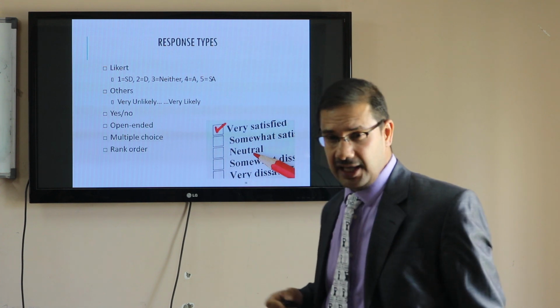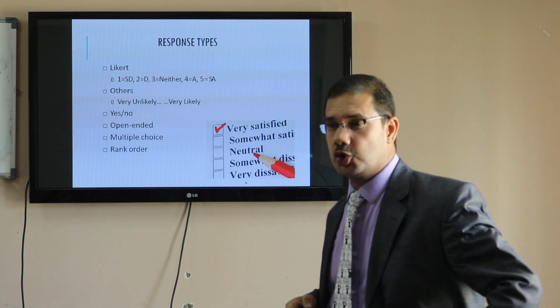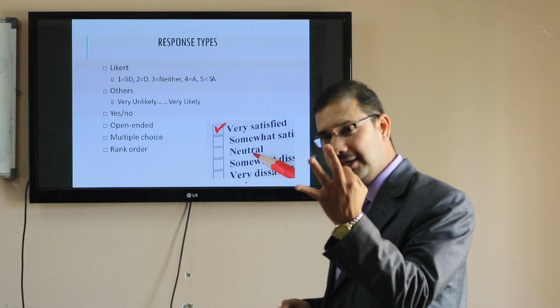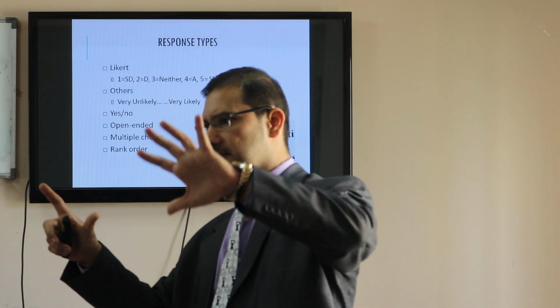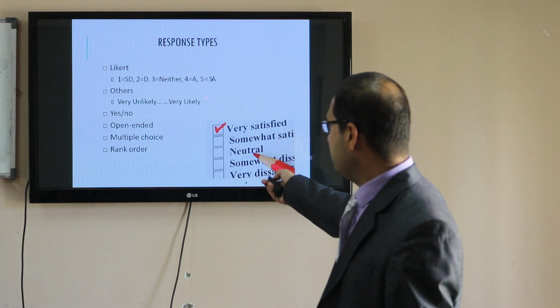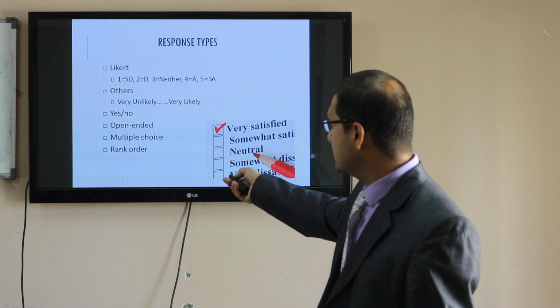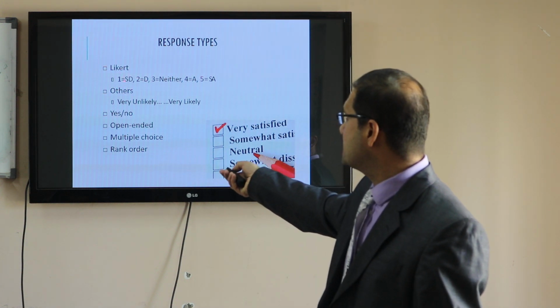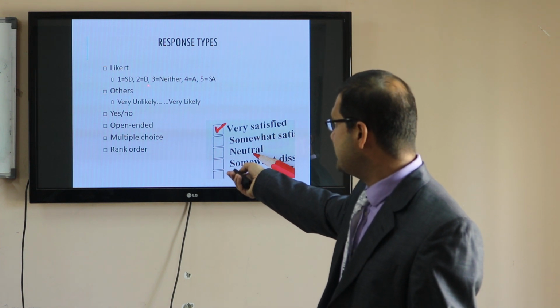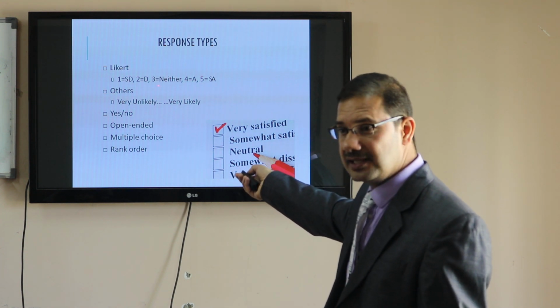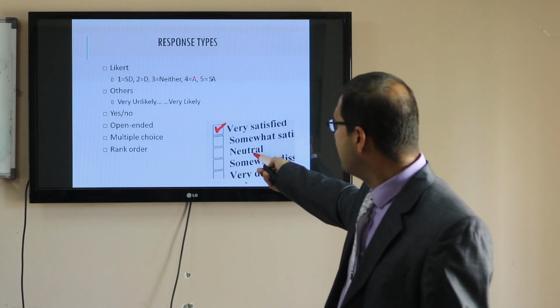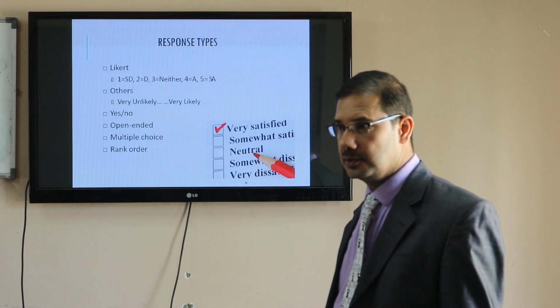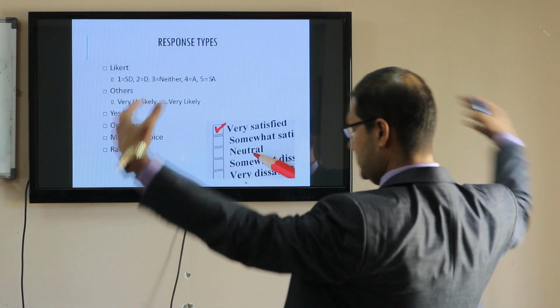Likert scale, have you heard about Likert scale? It's usually either a 3-point Likert scale, 5-point Likert scale, or 7-point Likert scale. For example, this one is 5 points. It's from 1 to 5. Strongly disagree, disagree, neither agree nor disagree, or we call it neutral, agree, strongly agree. Sometimes we have 7.